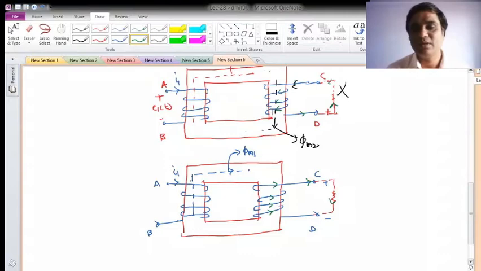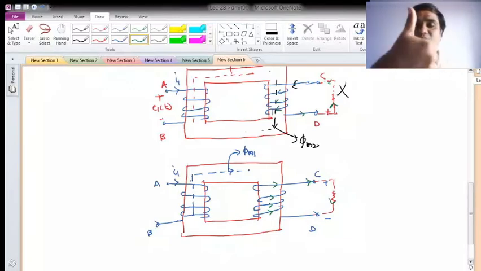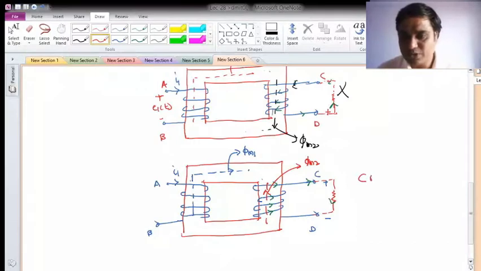So now if I use the right hand thumb rule, then this is the flow of current. So what is the direction of the flux? It will be in the opposite direction. Let's say this is phi m2, which is opposing the flux phi m1, and hence Lenz's law is satisfied here. That's why the polarities of C and D are positive and negative.